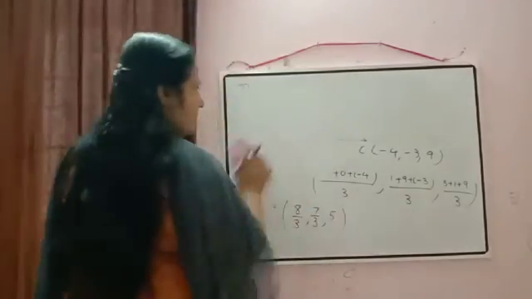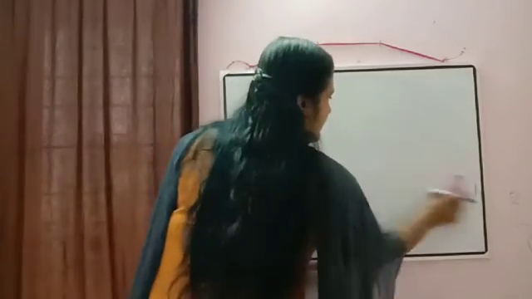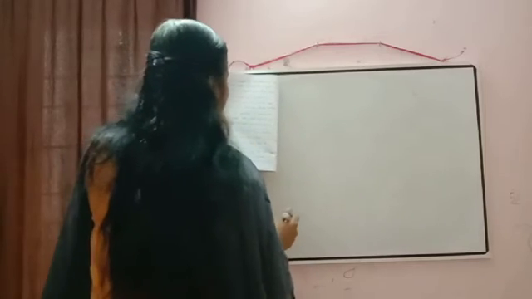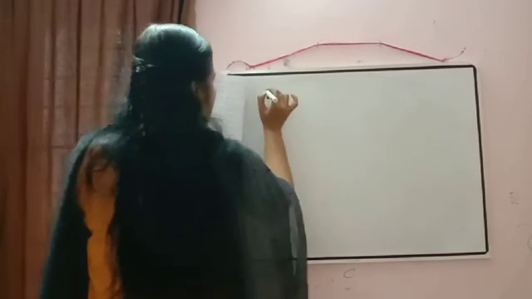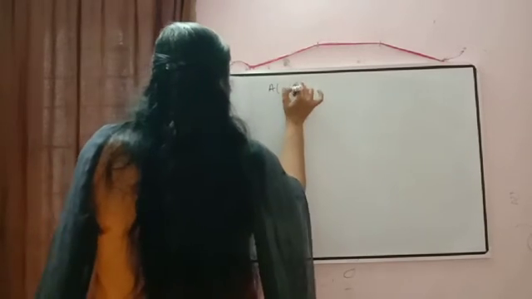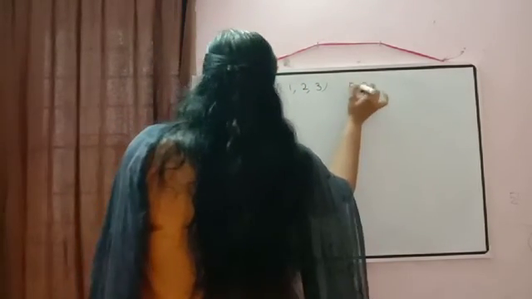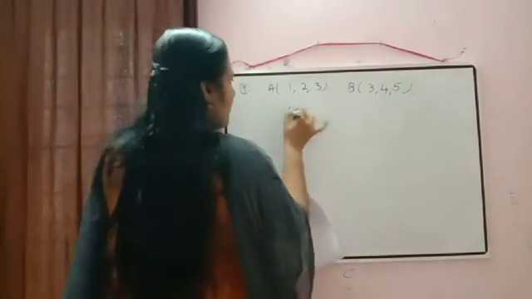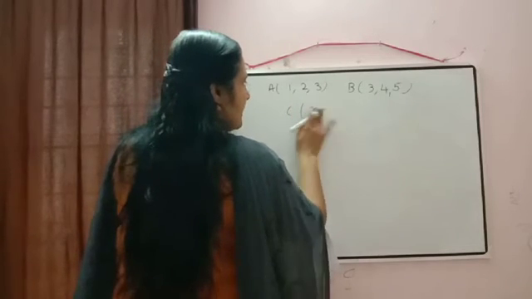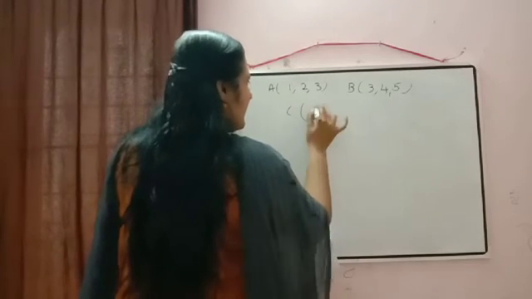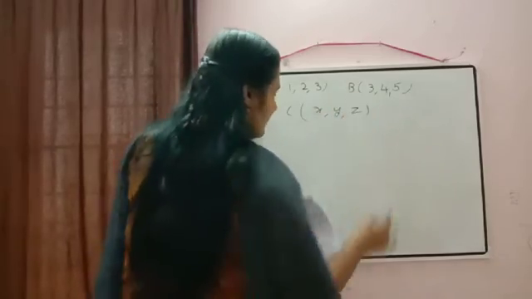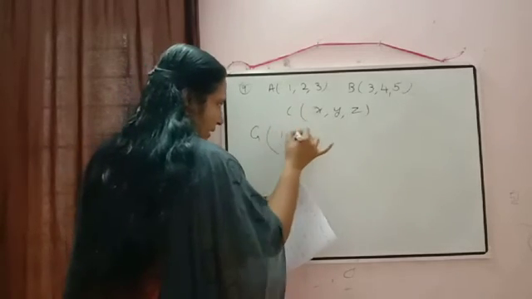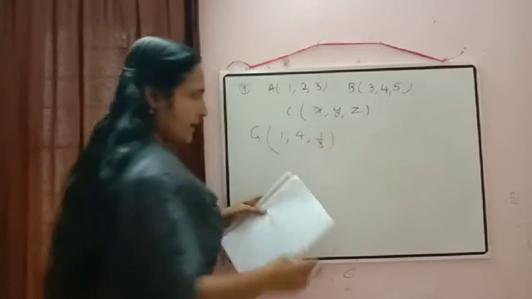Question number 9. In question number 9, it is written, the coordinate of the centroid is given and a triangle ABC is there with vertices A (1, 2, 3), B (3, 4, 5). We have to find the coordinate of C. So I am taking the coordinate of C as (x, y, z). The coordinate of the centroid is given here as (1, 4, 1/3).